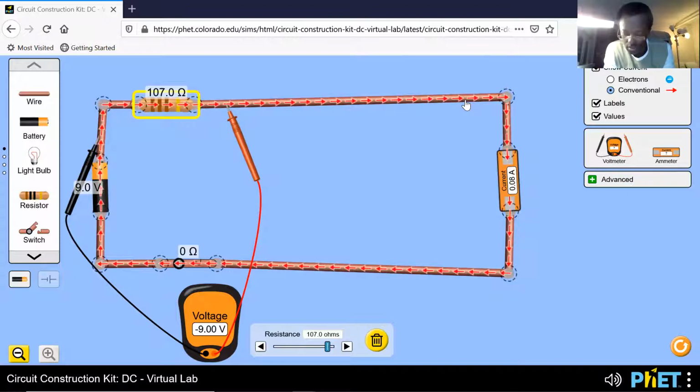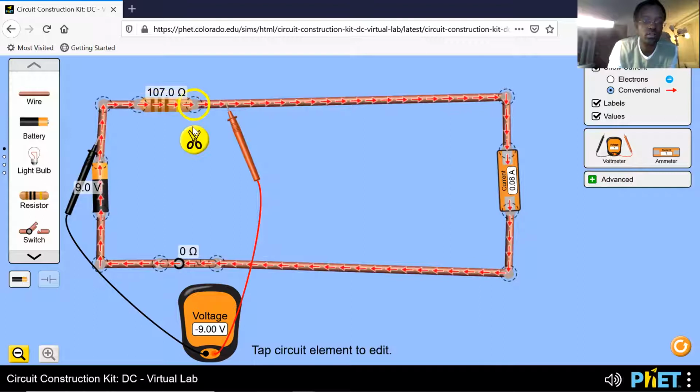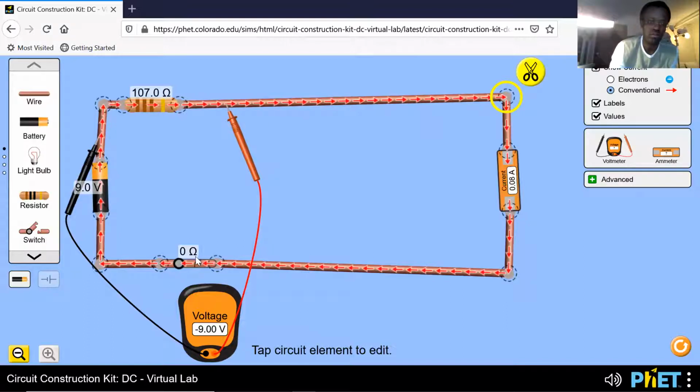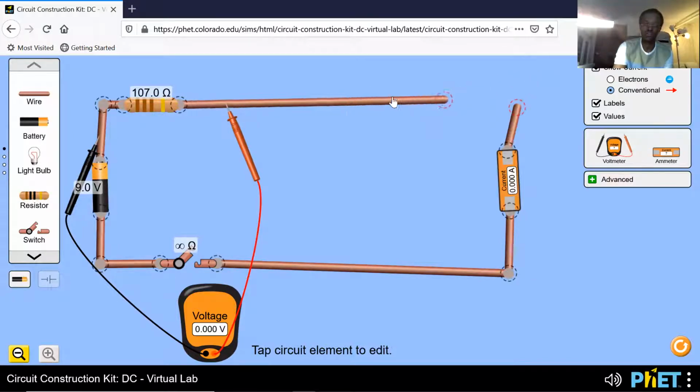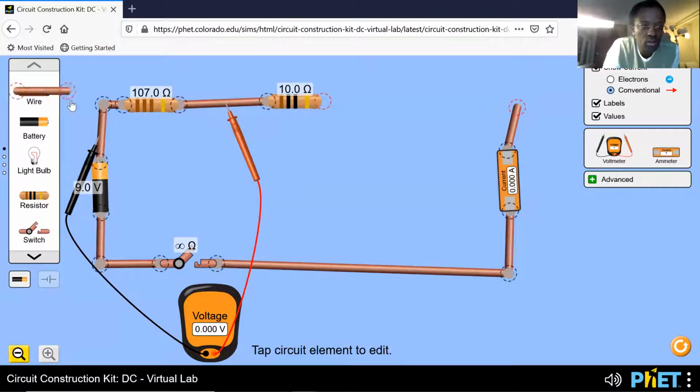So we need 2 resistors this time. Okay, 2 resistors. So I'm gonna remove this. No, this was fine. Let me open the switch first. Cut this. And add another resistor. And then connect a wire.